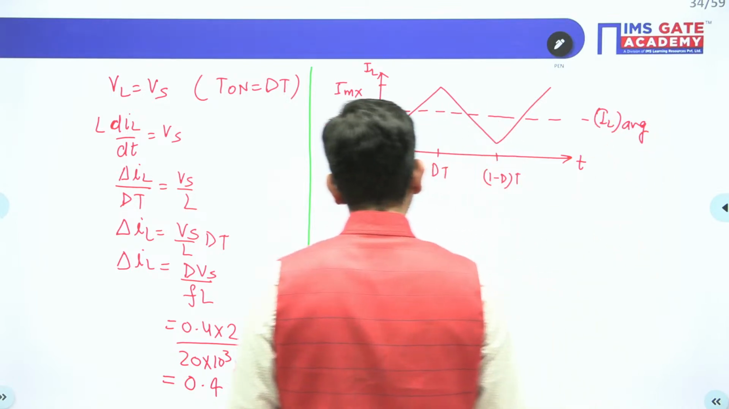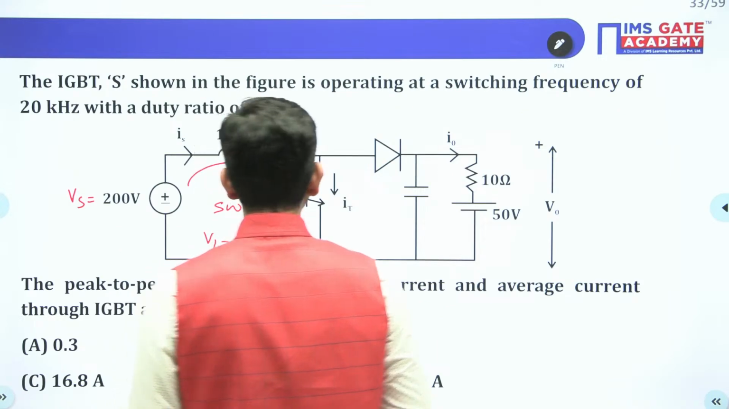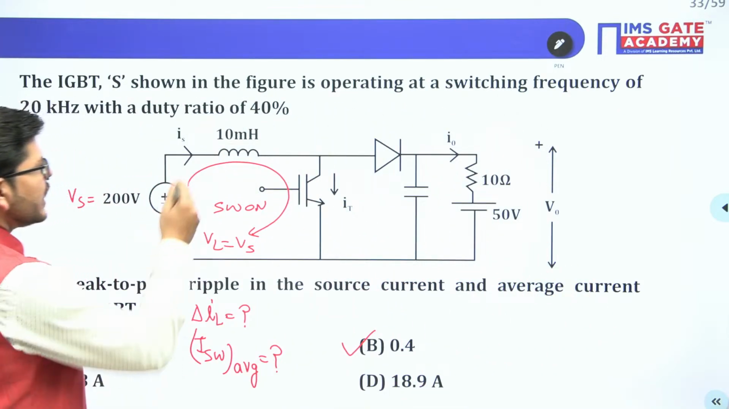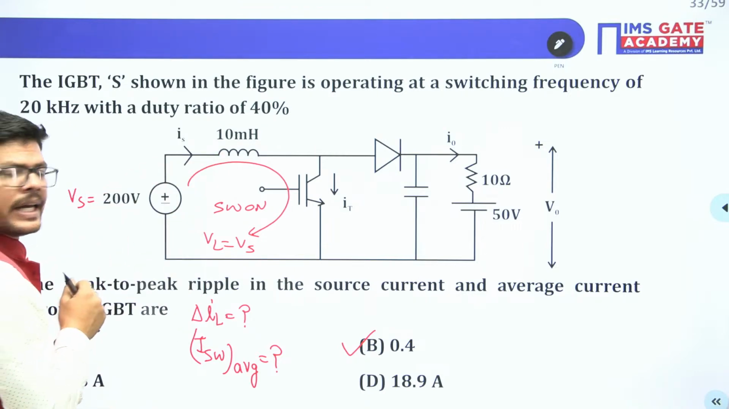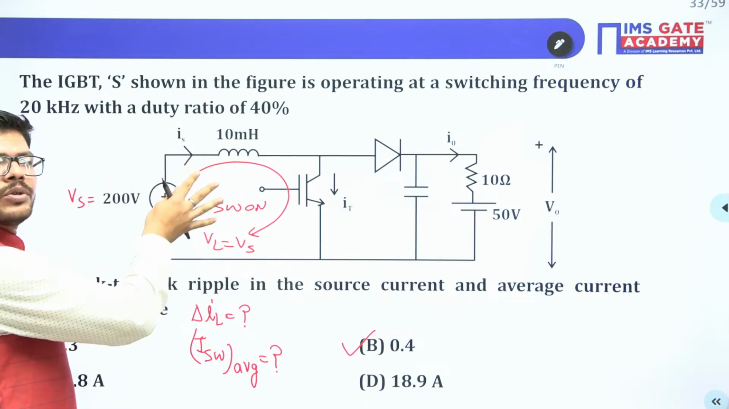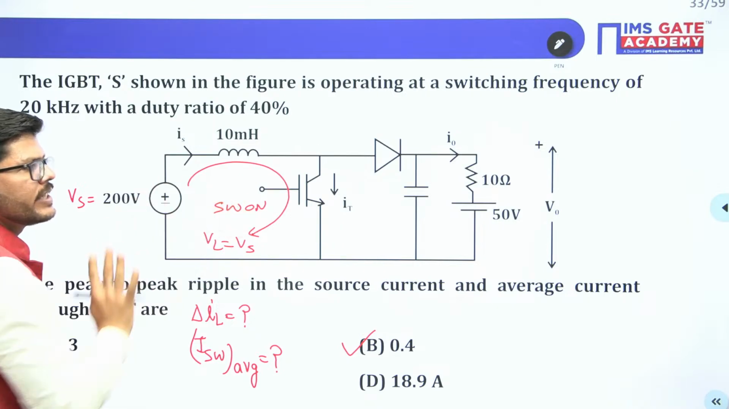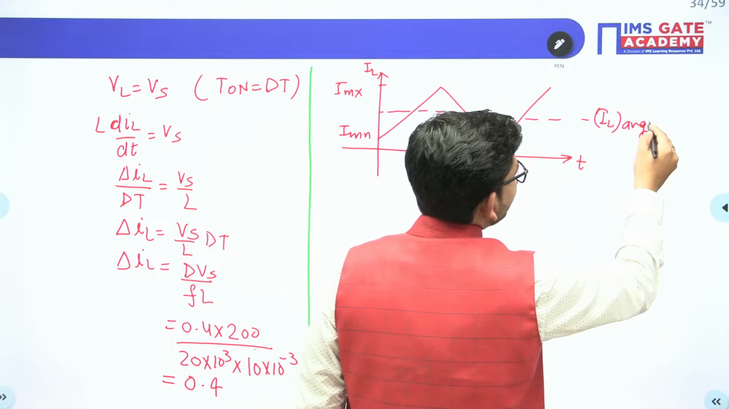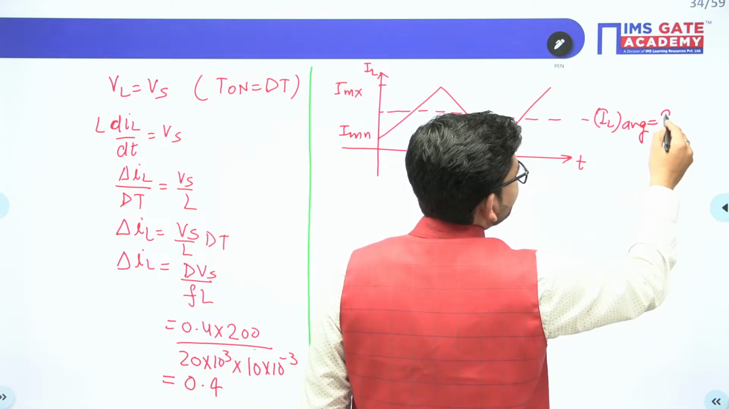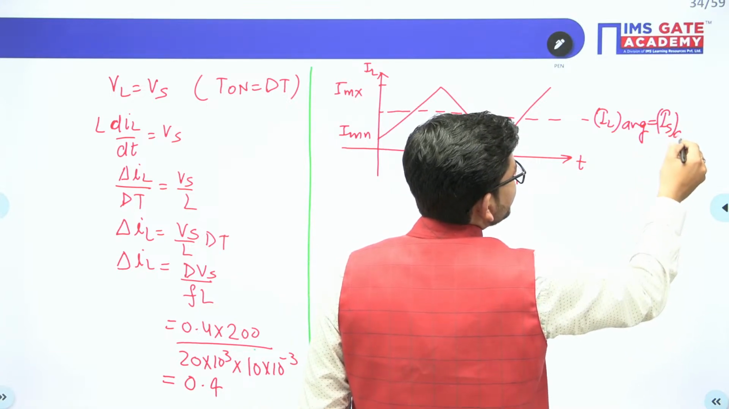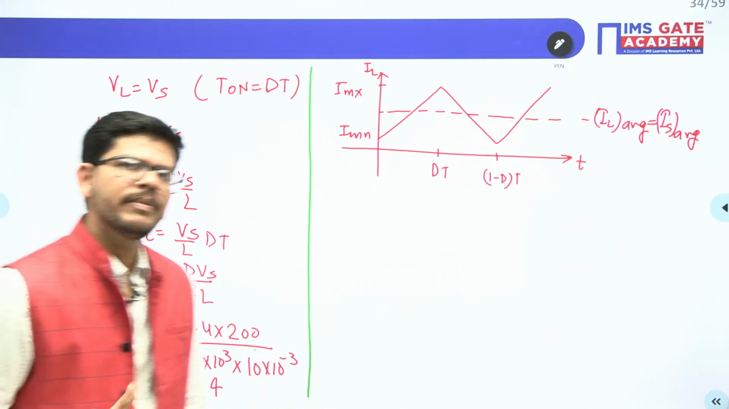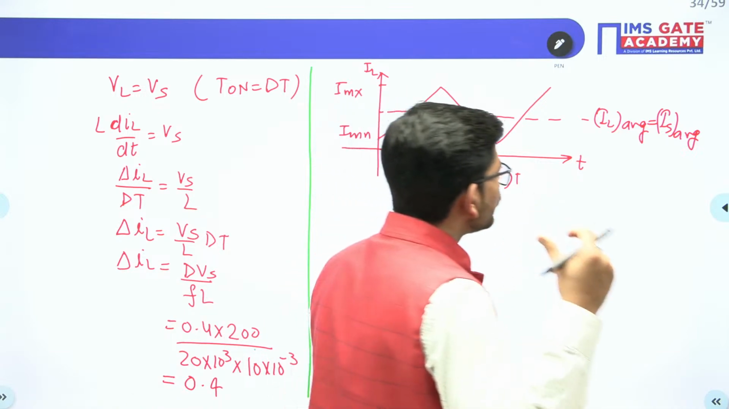Okay. And how do you calculate the average inductor current? If you see, it is the inductor current and the source current. The inductor will carry the same source current all the time, whether the switch is on or off. So, what will happen? Whatever current it carries all the time, that will be its average value. So IL average will be IS average. Okay. So the average inductor current is basically the average source current.